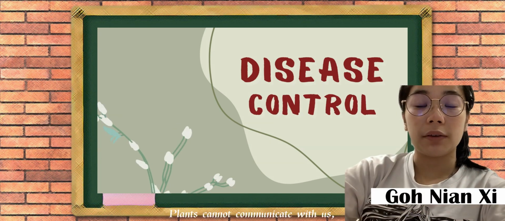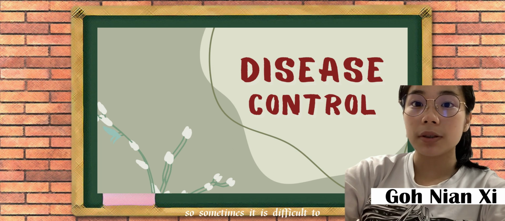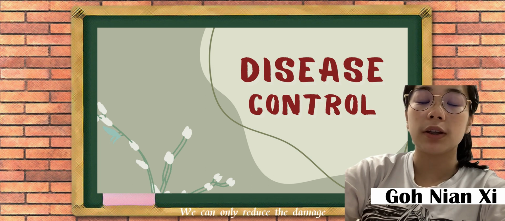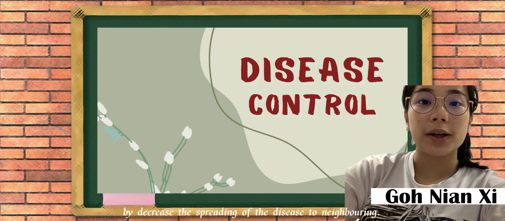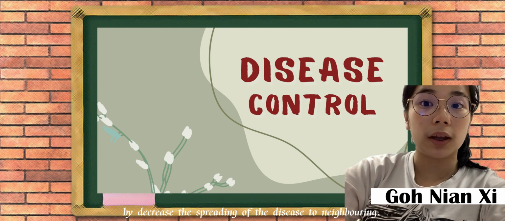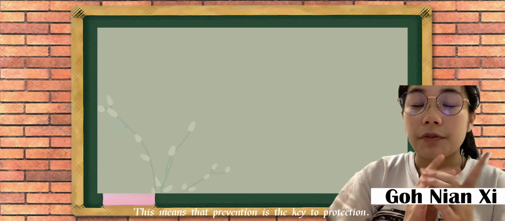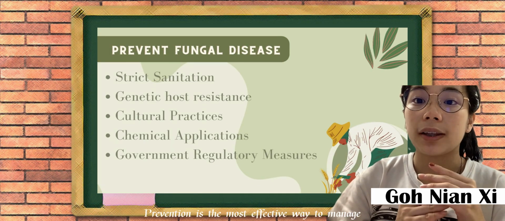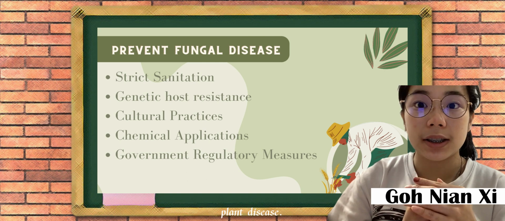Plants cannot communicate with us, so sometimes it is difficult to understand when they are sick. Furthermore, once disease symptoms appear on plant tissues, it is impossible to heal the plants. We can only reduce the damage by decreasing the spread of the disease to neighboring plants. This means that prevention is the key to protection. Prevention is the most effective way to manage plant disease.